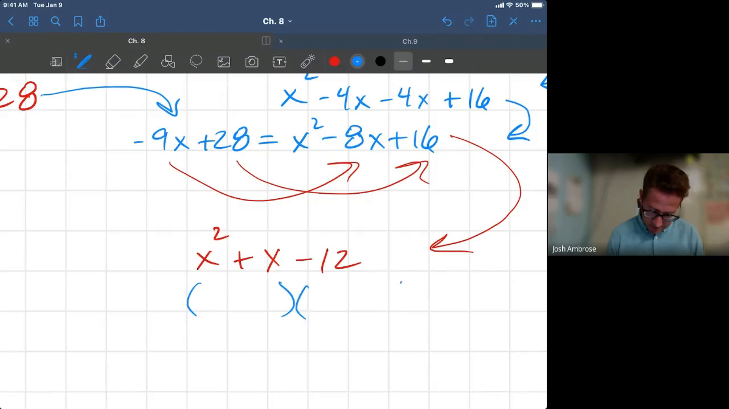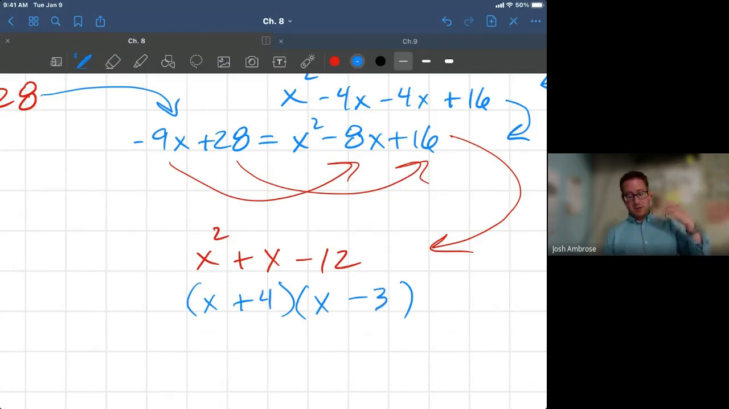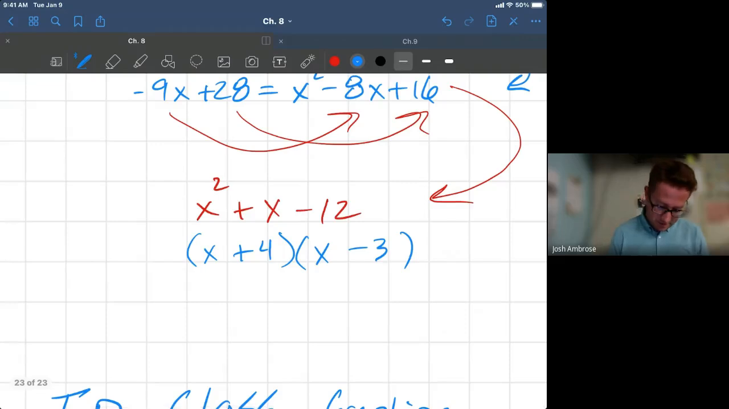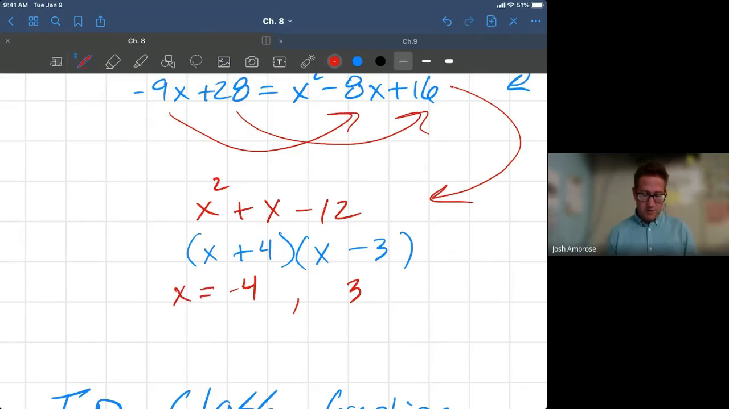All right, double set of parentheses, x, x, plus minus. 4 and 3 work out perfectly. Okay, now solve these parentheses, giving you negative 4, positive 3. All right, that's what x equals, a negative 4 and a positive 3.